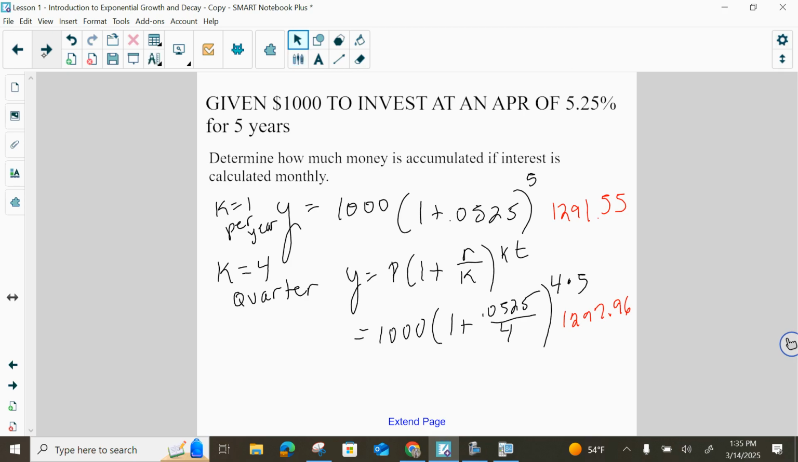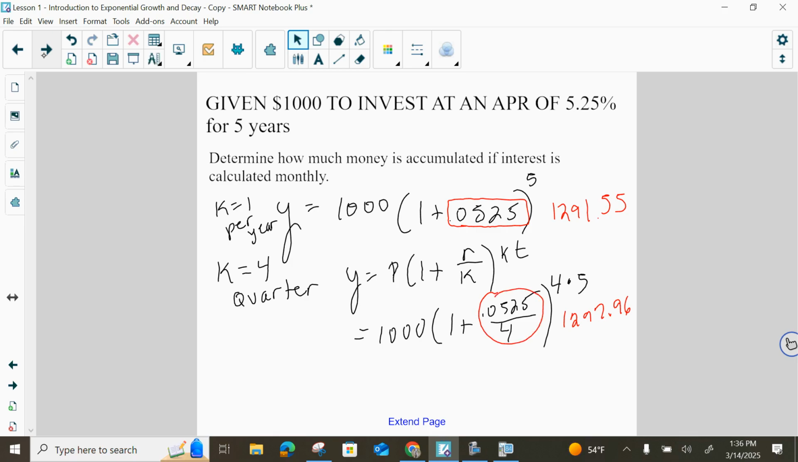Well, why are Theodore and Ethan saying 4 times more? I totally get why you're saying 4 times more, right? Because it's by quarter. But what is being increased? What is being decreased? What's being increased, Slade? R is not being increased. R is actually being decreased, right? Because look at what R is. This percentage rate right here is 0.0525. So now we're taking that and dividing it by 4.